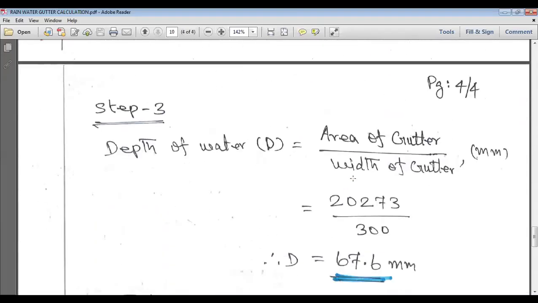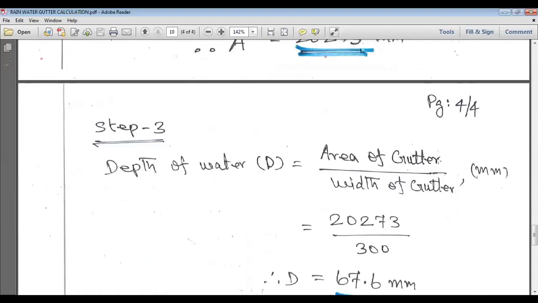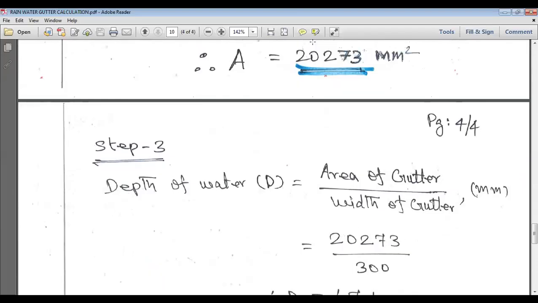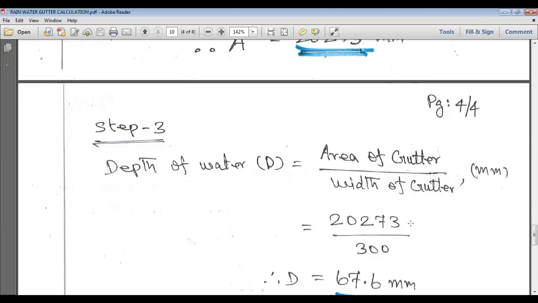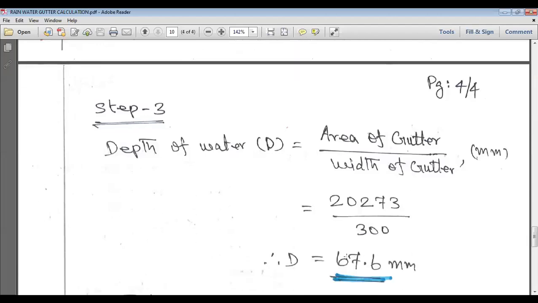Depth of water. Next step, depth of water. D equals area of the gutter divided by width of the gutter. The area of the gutter, 20273 mm square, we have already calculated. We will divide by the width of the gutter, 3,300, which we have considered. After dividing, we will get the depth of the gutter, 67.6 mm.